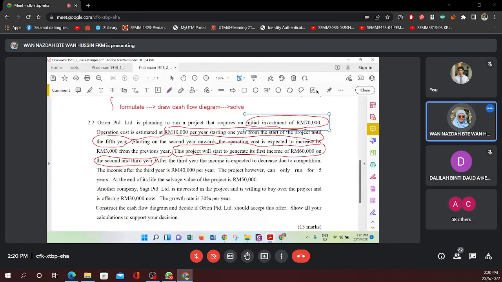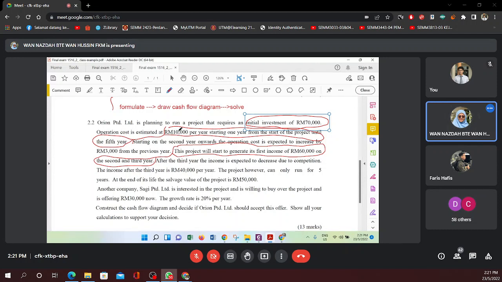Alright, Faris. Faris Hafiz. Yes, betul. Awak punya tu tak selesai. Baca ayat dia tu. Starting on the second year onwards, the operation cost is expected to increase by 3,000 from the previous year. Lepas tu dia berceritakan pasal operation cost yang 10,000 tu. Jadi awak kena combine dengan G. Maknanya cost dia tu meningkat.